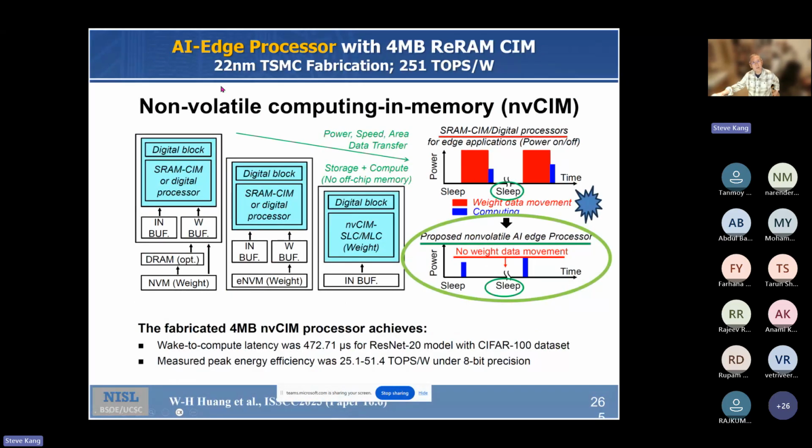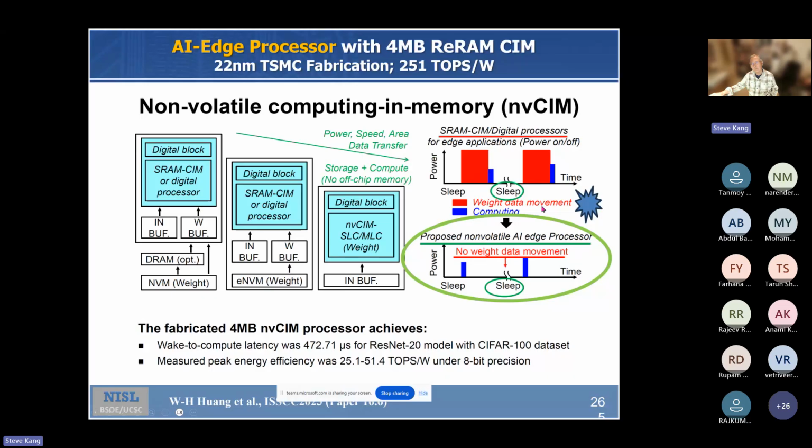Now, this shows how you can save power consumption also. If you have a non-volatile computing in memory, NVCIM, say originally you have a digital block, SRAM, and then you try to do computing in memory, that itself saves energy. But if you replace this SRAM with non-volatile memory and then do computing in memory, you save this portion of power, this much energy. Actually, this is time and power. So this whole red part is gone.